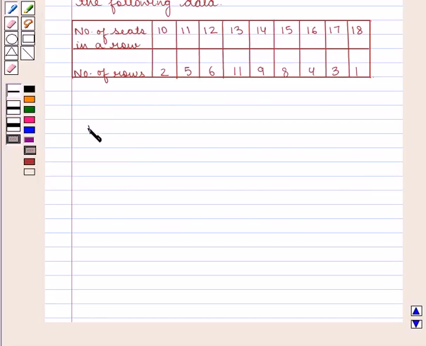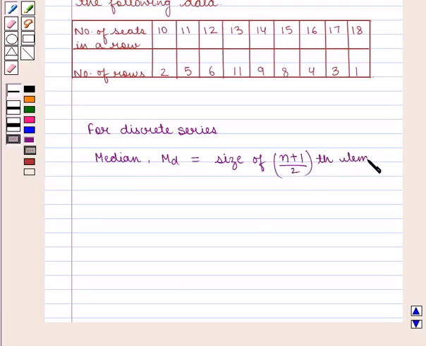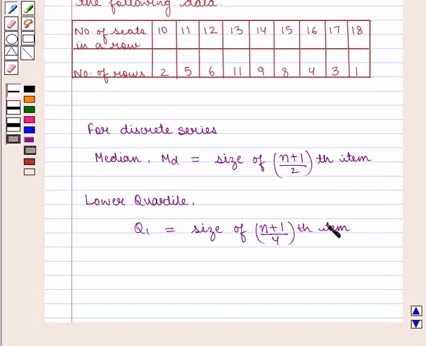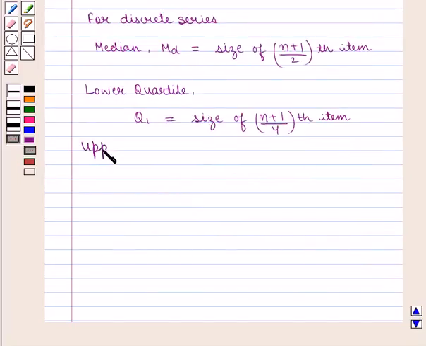For discrete series, median MD is given by the size of n plus 1 by 2th item. Lower quartile Q1 is given by size of n plus 1 by 4th item. Upper quartile Q3 is given by size of 3 into n plus 1 by 4th item.